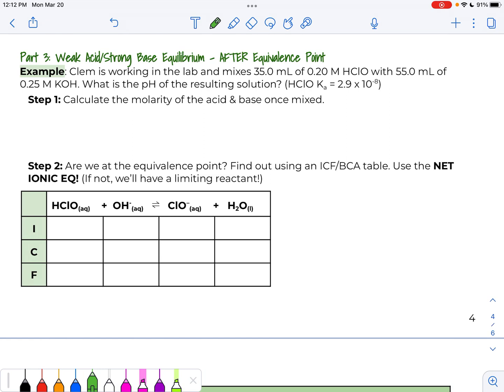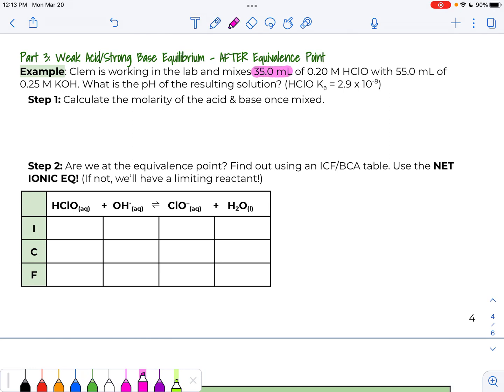We started out before the equivalence point where we have weak acid and strong base reacting together in a neutralization. We've used up our strong base, and then that was before our equivalence point. At the equivalence point, our weak acid and our strong base are equal to each other, equimolar. Now we're at this point where we've added extra strong base in. We are after the equivalence point here.